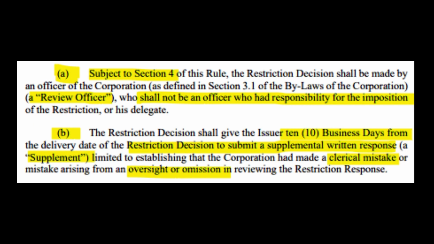Section 3A states that a review officer of DTC different from the officer that imposed the restriction will make the restriction decision. Section 3B states that the issuer has 10 business days to respond from when it receives the restriction decision to submit their supplemental written response, and that the supplemental written response is limited to establishing that the DTC had made a clerical mistake or mistake arising from an oversight or omission in reviewing the restriction response.